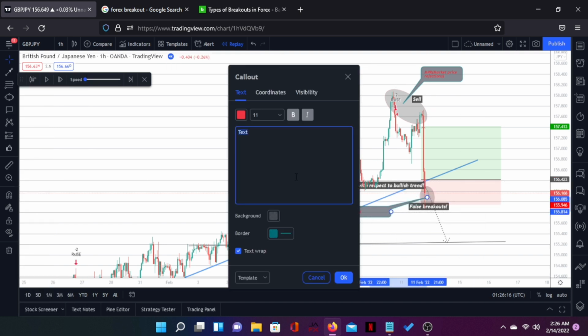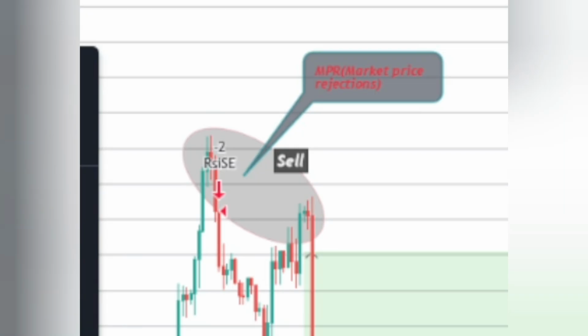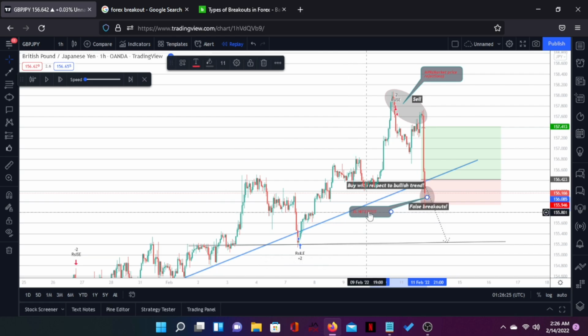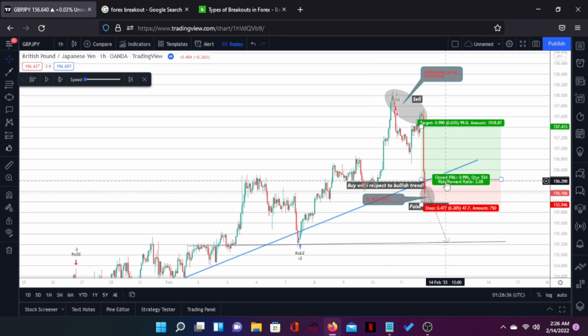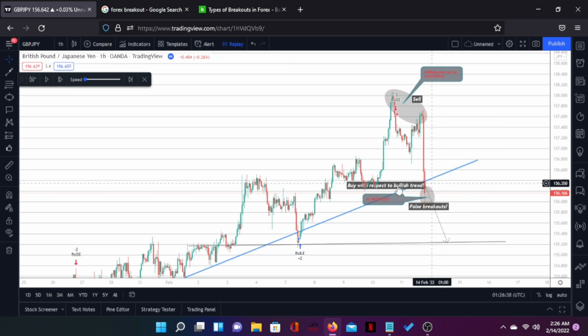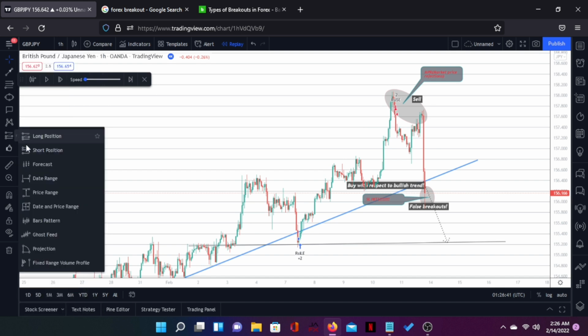But now you're going to get trapped when there is a false breakout. It happens a lot too. Maybe you're already selling due to an MPR out there, market price rejection, and you sold down to the bottom of the bullish trend, and then you close your sell in profit, right? And then you try to place a buy, because you've seen a reversal. It could then go back again and break the bullish trend line, and hit your stop loss.